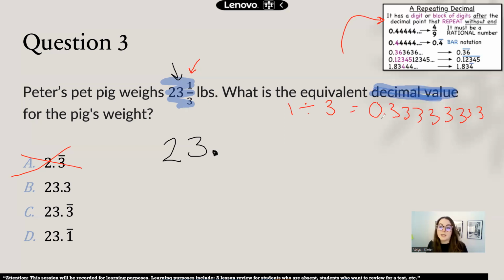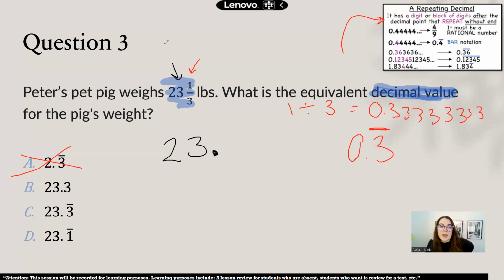So instead of writing 0.33333333, I'm going to find the number that keeps repeating. In this example, the number that repeats over and over again is the 3. And so I am going to place a bar on top of that 3. Again, this bar notation indicates that that number repeats over and over and over again.